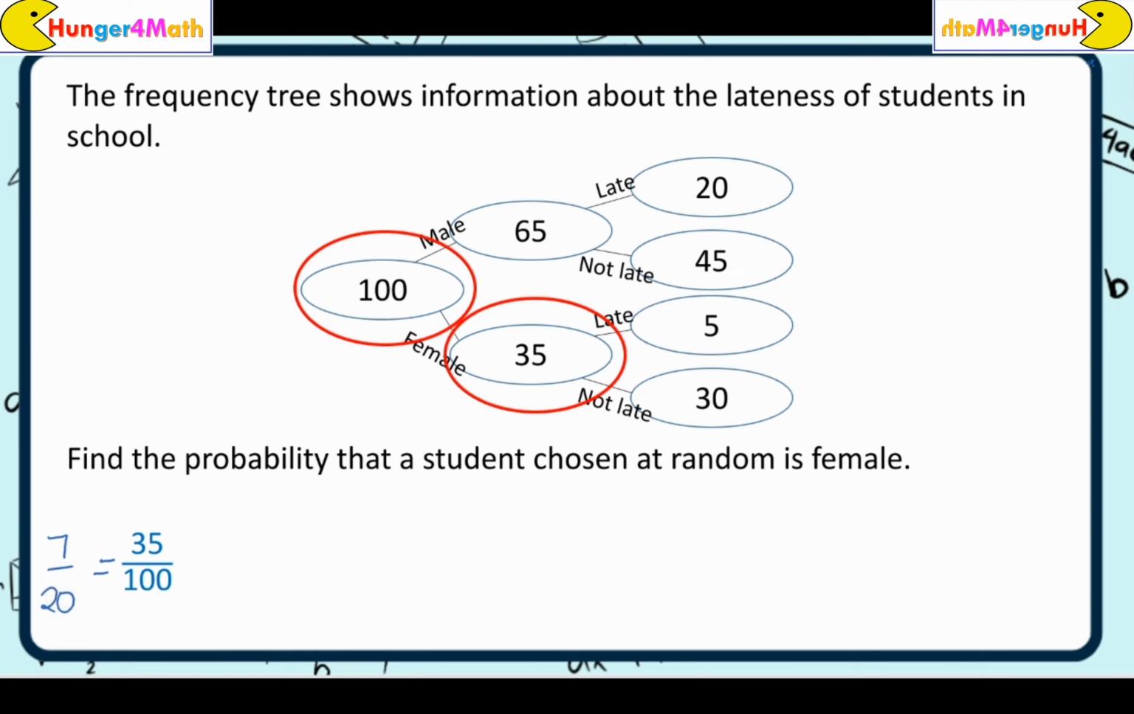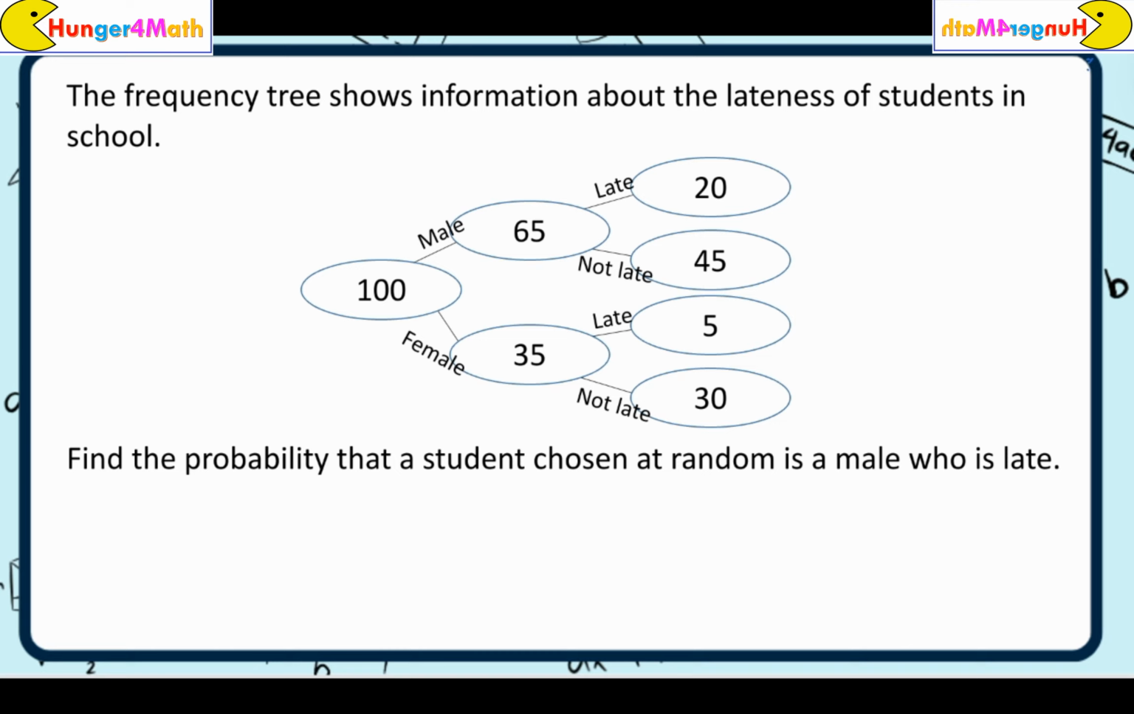We can represent the probability into three types. First in fraction, second is decimal, and the third is percentage. So here is our answer, 35 over 100 or 7 over 20, 0.35 and 35%.